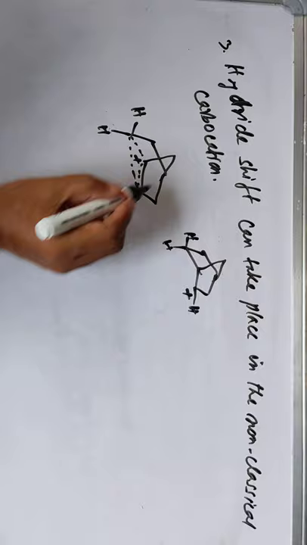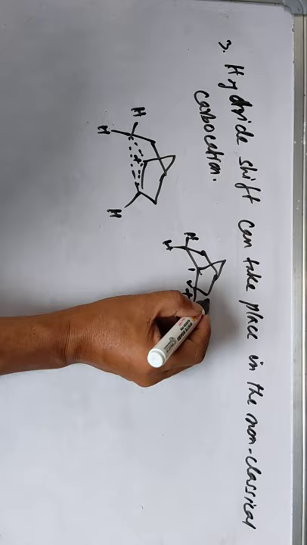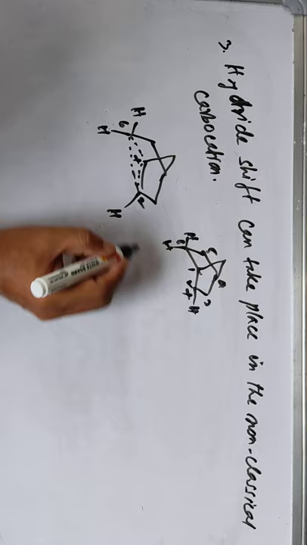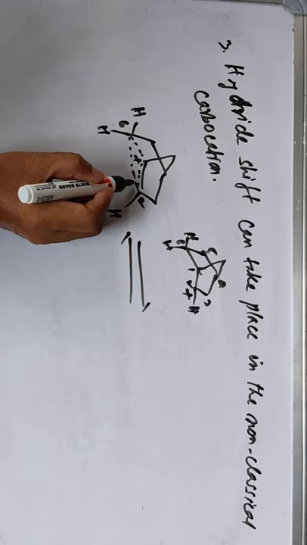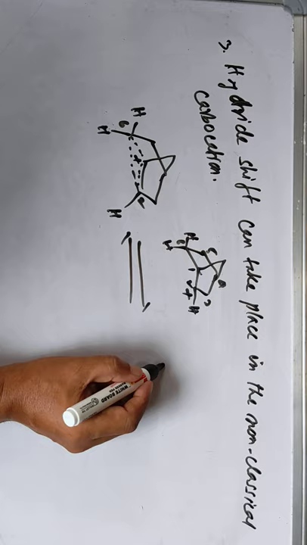So the positions are 1, 2, 3, 4, 5, 6. So here 2 and 6. Here hydride shift can take place. From this it can be shifted here. This hydride can be shifted, so you can position like this. So you can have another one, supposing the hydride shift is like this.